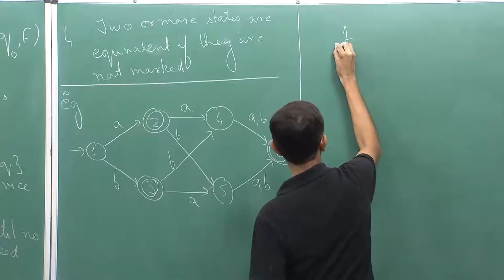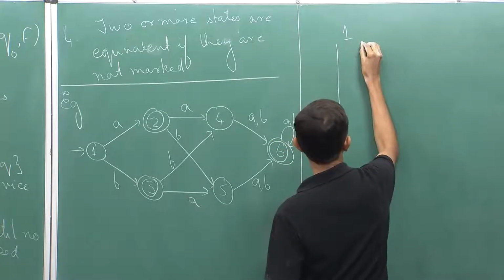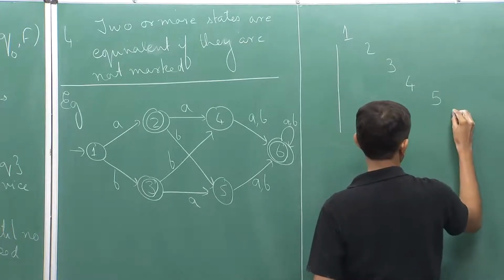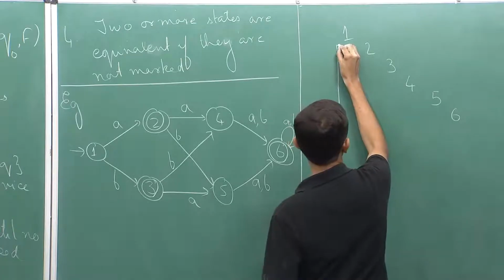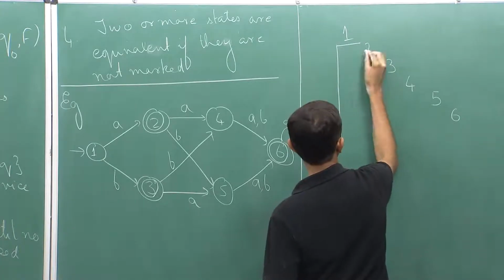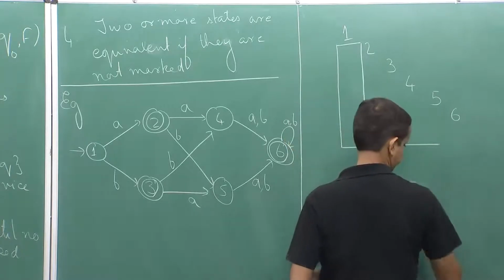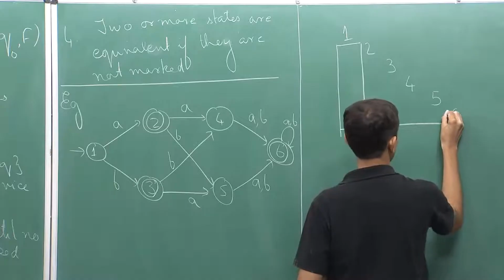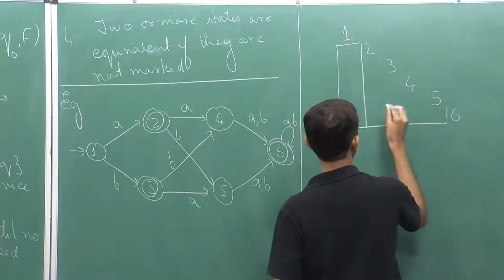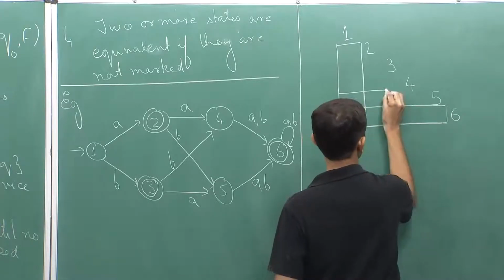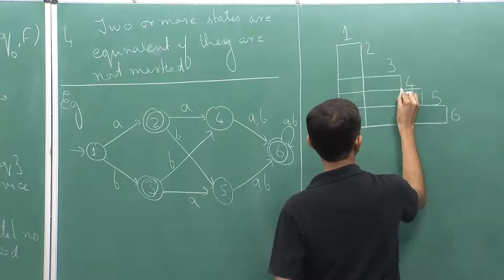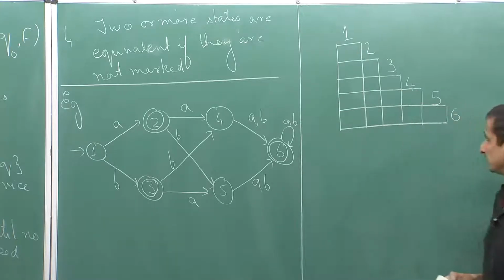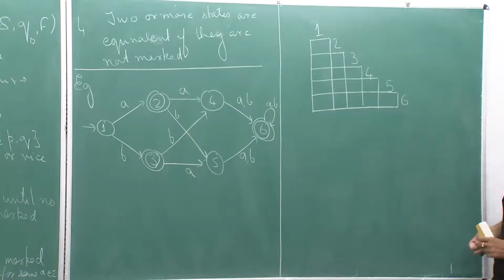1, 2, 3, 4, 5 and 6. Okay. So, here we have the table. Now, let us mark the pairs.